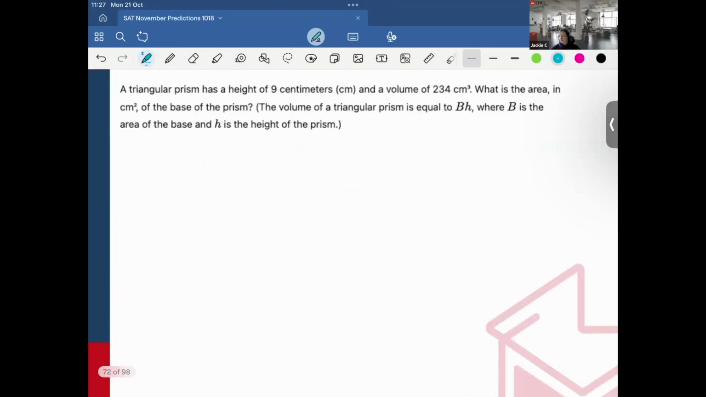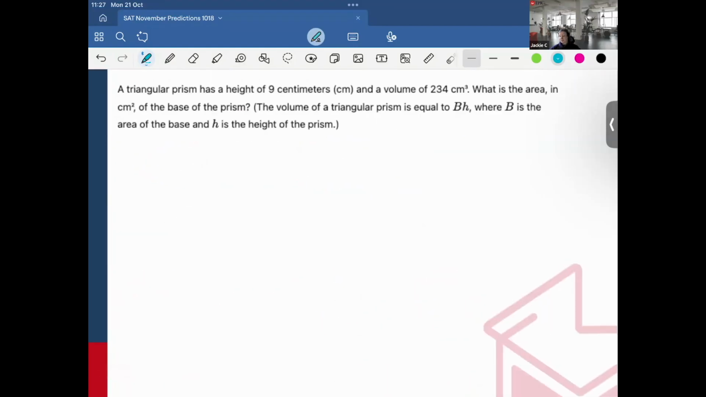Amazing. Continuing our journey. Okay, a triangular prism has a height of 9 centimeters and a volume of 234 centimeters cubed. What is the area in centimeters squared of the base of the prism? The volume of the triangular prism is equal to base times height, where B is the area of the base and height is the height of the prism. Wow, that was so nice of them to give this in parentheses. And remember, they do occasionally do this, depends on the exam and the problem.